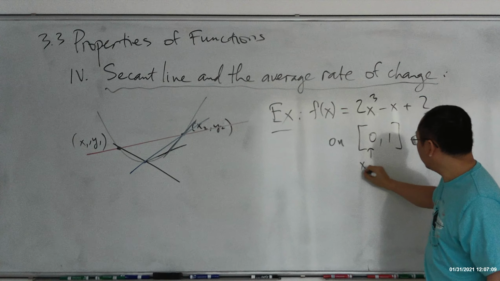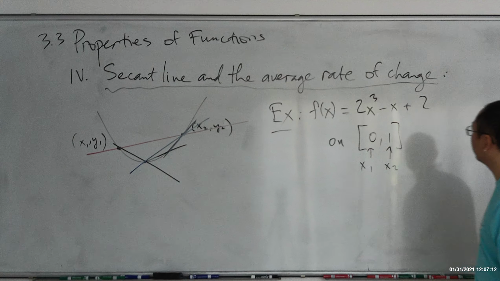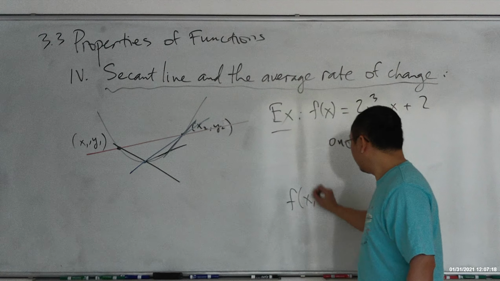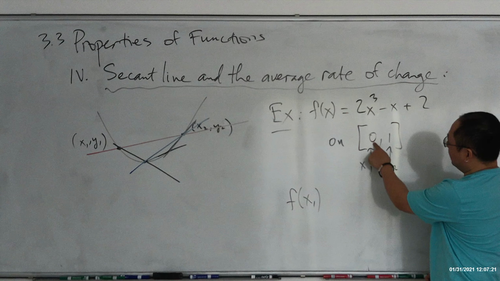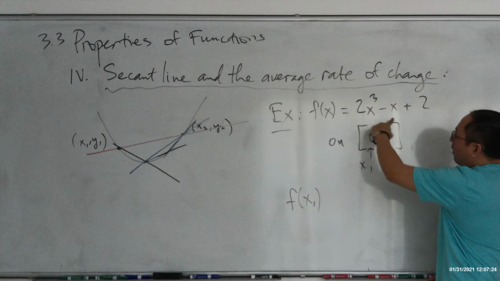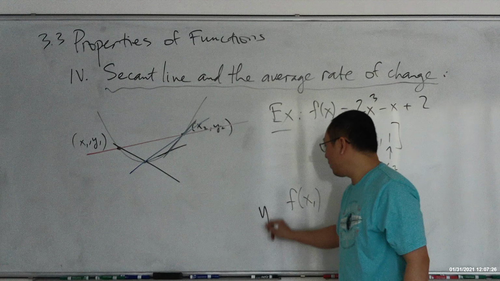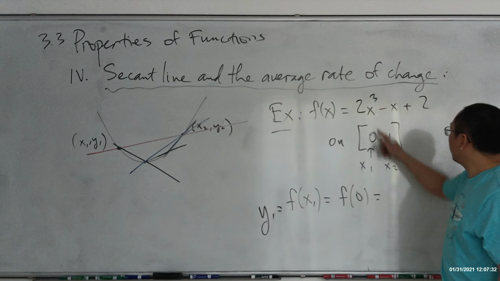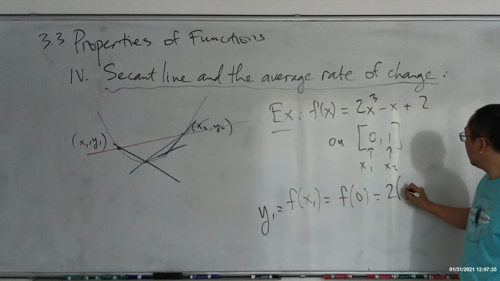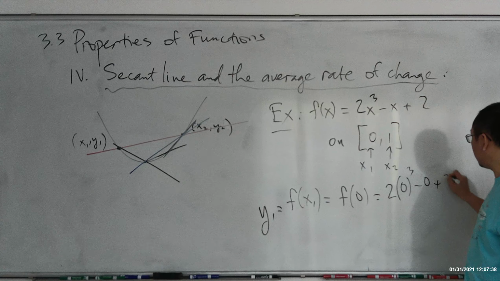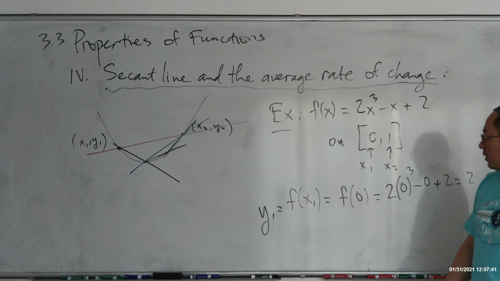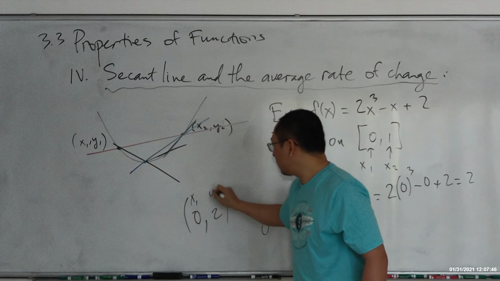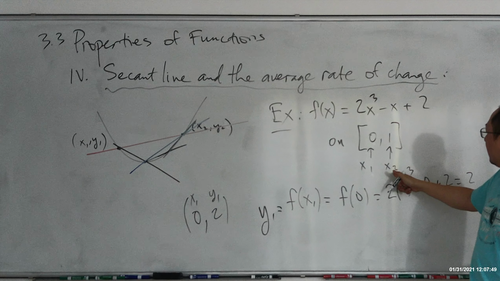You know what it means by this? It means this is your x1, and this means your x2. Okay? So, you can calculate f of x1, and this is x1, right? 0, you plug in 0 right here. You can calculate the y1, which is f of x1. It's the same thing. y1 is f of x1, equal to f of 0 because x1 is equal to 0. You plug in 0, you got what? 2 times 0 cubed minus 0 plus 2. So f of 0 is equal to 2. So you know that the first point is 0, comma 2, right? x is 0, y is 2. This is x1, this is y1. Similarly, you got x2 right here, 1.